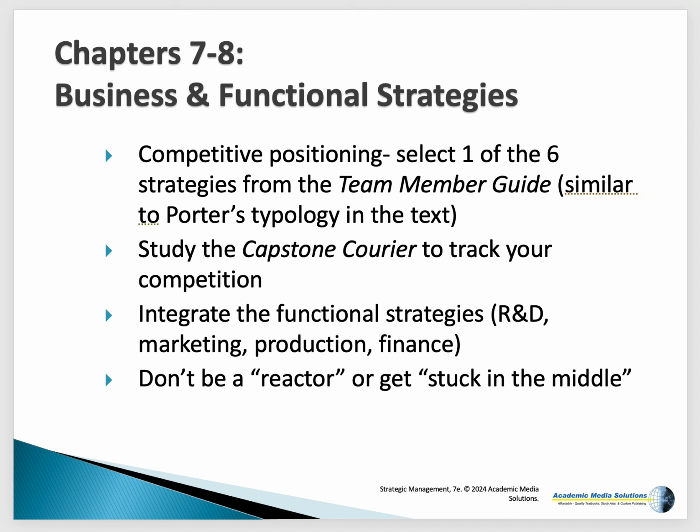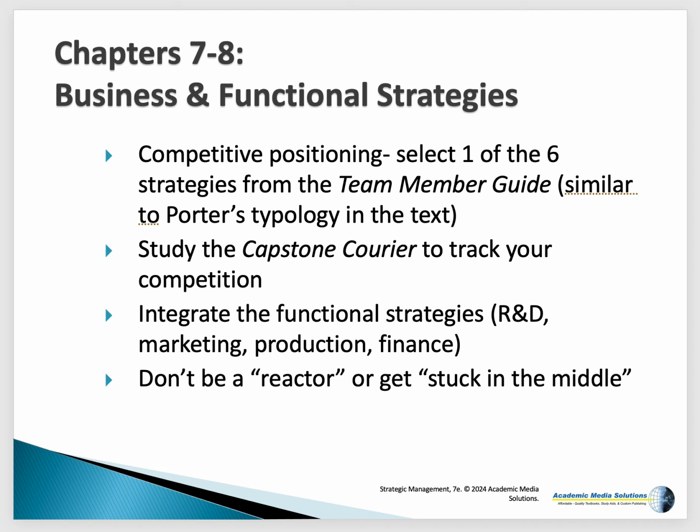So chapters 7 and 8 are the second and third chapters about strategy. They're about business and functional strategy. So you have a lot of competitive positioning in Capstone. In fact, one of the first things you do is you select one of the 6 strategies from the team member guide. And this is similar to what you see in Porter's typology in the text. It's not exactly, there are some different options, a life cycle option, moving products through, but they're based in that same logic of cost and differentiation.